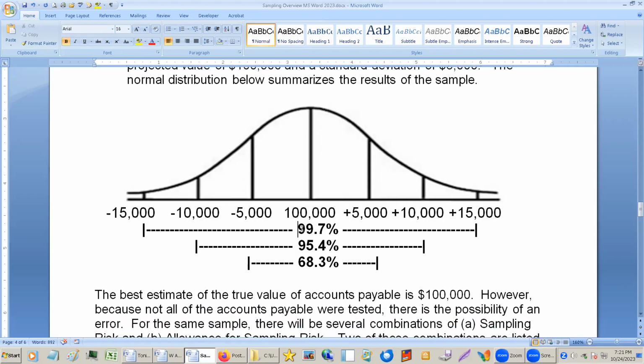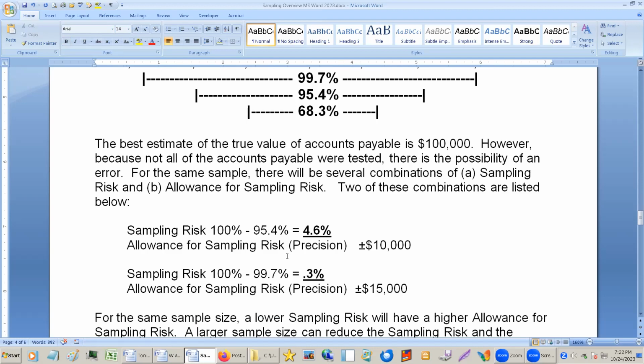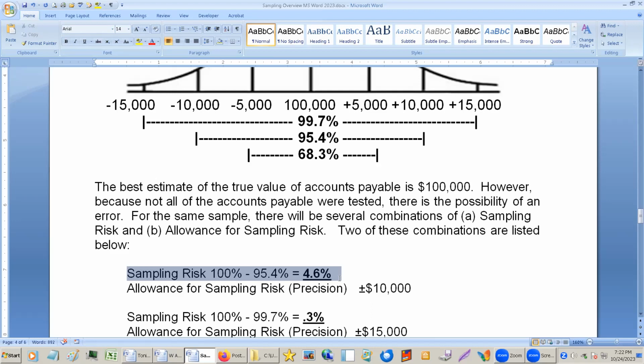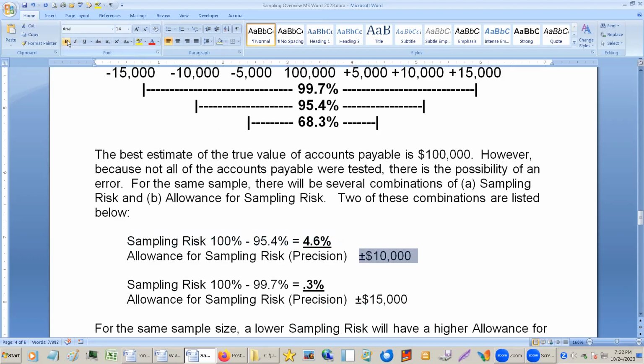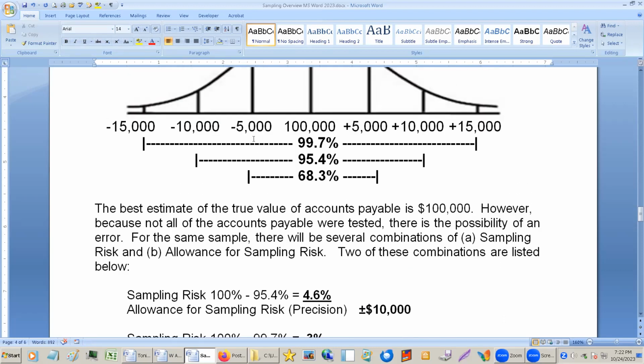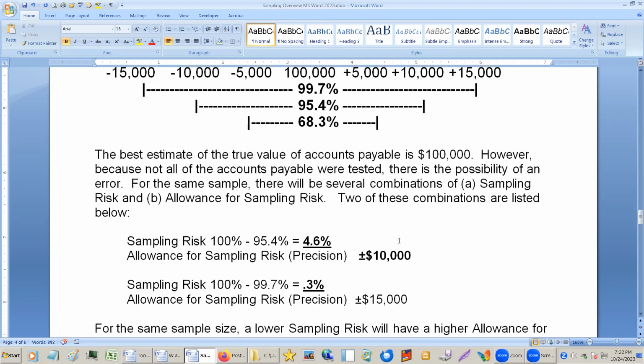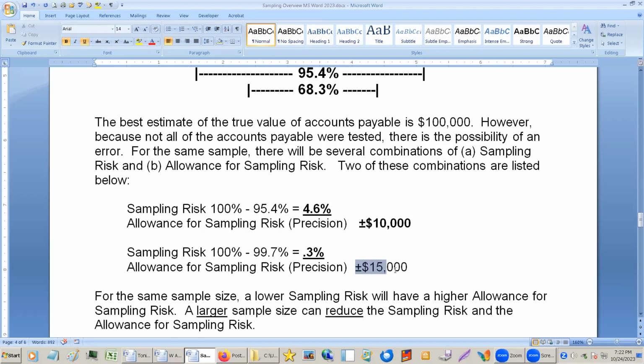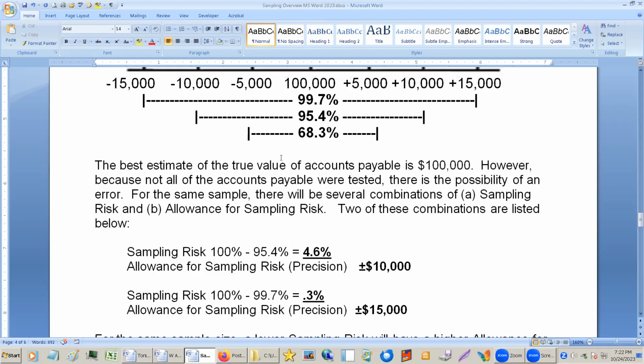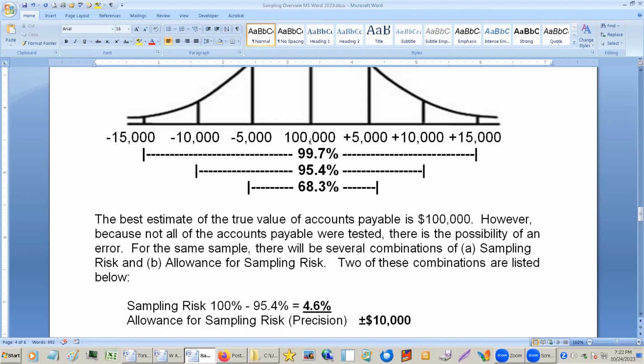Now, the more accurate you want to be, given the same sample, the greater the sampling risk. So if you want to be 95% sure, your sampling risk will be plus or minus 10. This is kind of like your basic statistics. Each one of these is a standard deviation. So if you want to be 95% accurate, it could be minus 10 or plus 10. If you want to be 99% sure, it goes up to 15,000. So now it could be plus or minus 15,000. So if the projected balance was 100,000, to be 99% accurate, it could be as low as 85,000 or as much as 115.